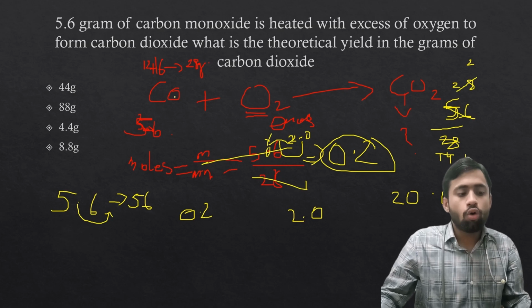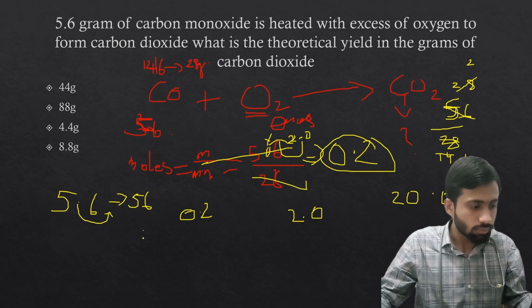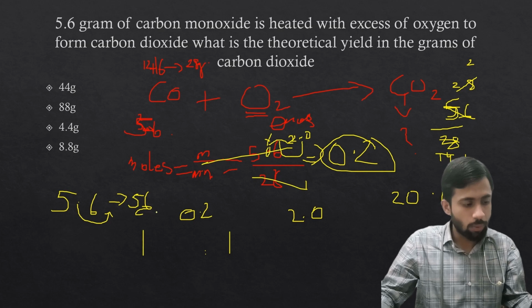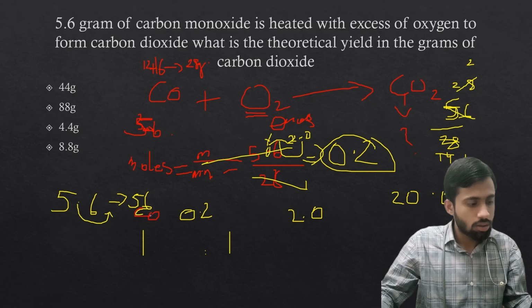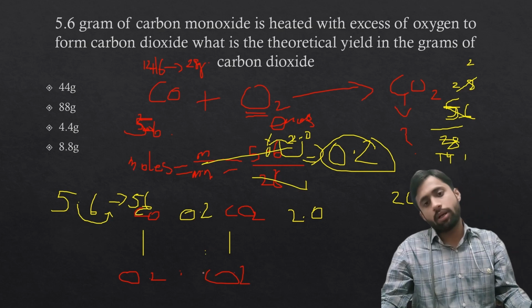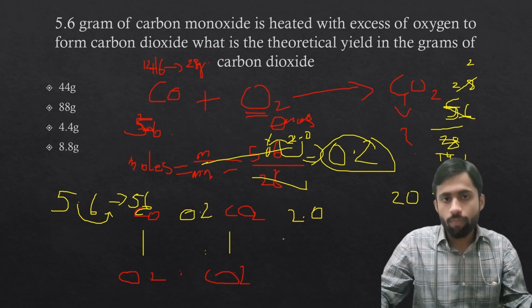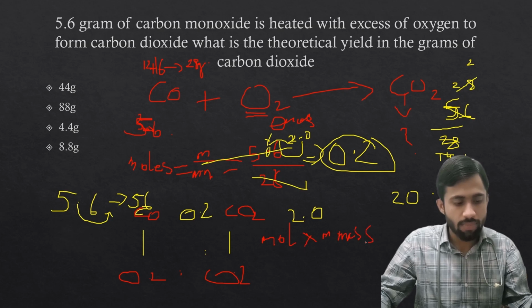So 0.2 moles of carbon monoxide are there. 1 mole of carbon monoxide forms 1 mole of carbon dioxide. So 0.2 moles of carbon monoxide will form 0.2 moles of carbon dioxide. You need to convert it into mass. Moles is equal to mass in grams divided by molar mass. Then moles multiplied by molar mass will give you the answer, that is mass.